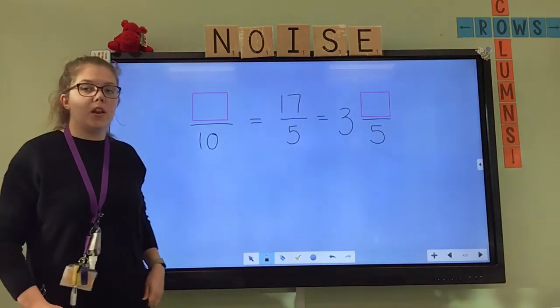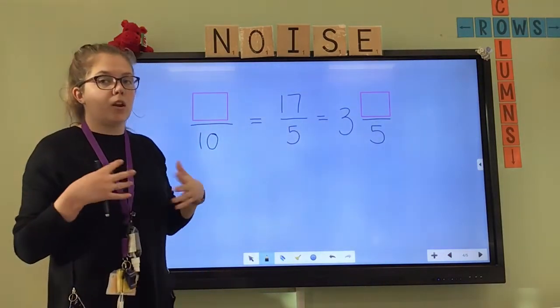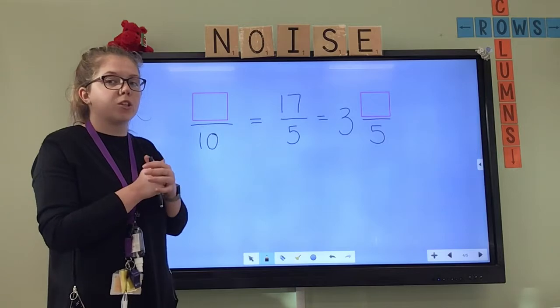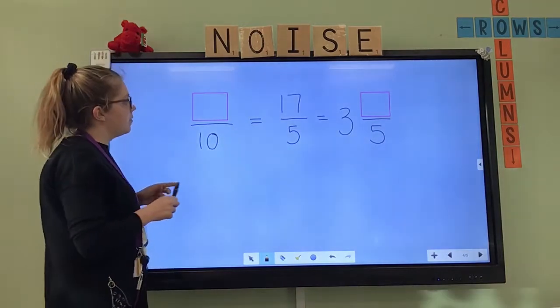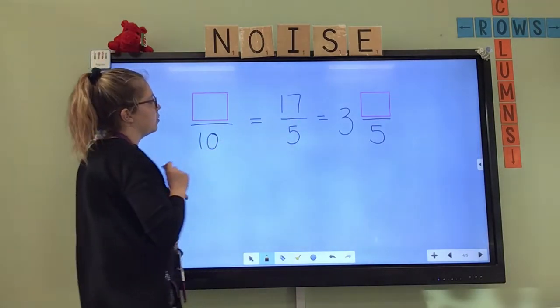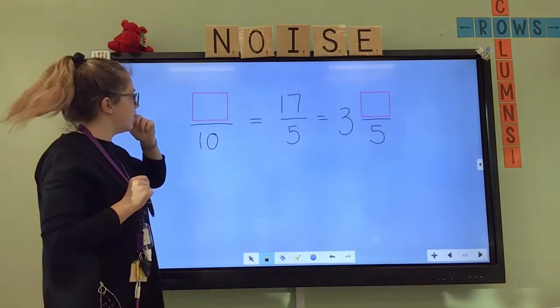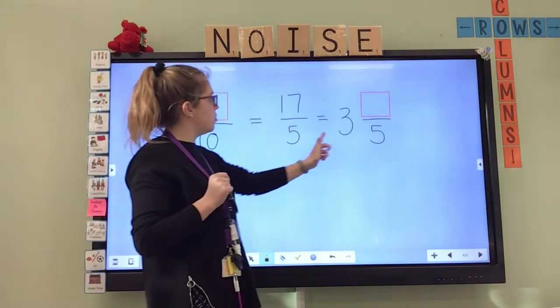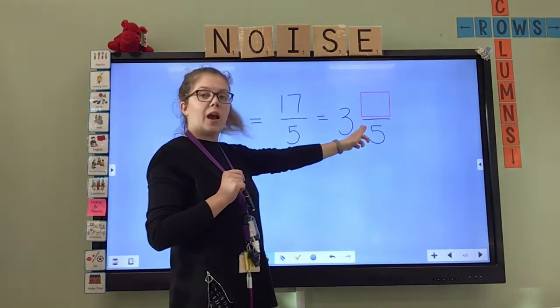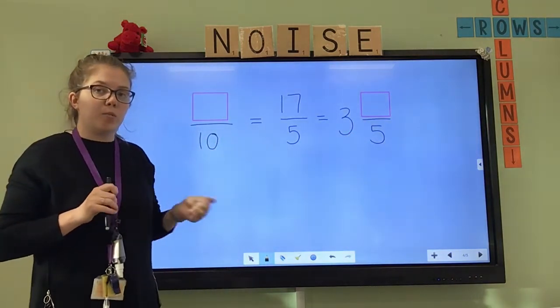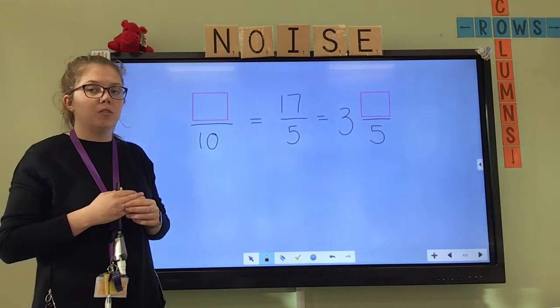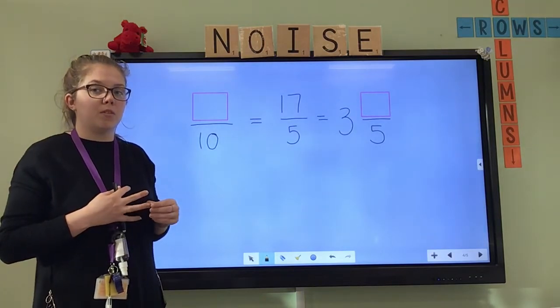Right, we've got another one testing our equivalent fraction knowledge with our improper fractions and mixed numbers. So we've got 17/5 in the middle, and it wants to know how many tenths is equivalent to 17/5, and what 17/5 would be as a mixed number. So pause the video and have a go at this yourselves, and then check back in when you're ready to hear the answer.